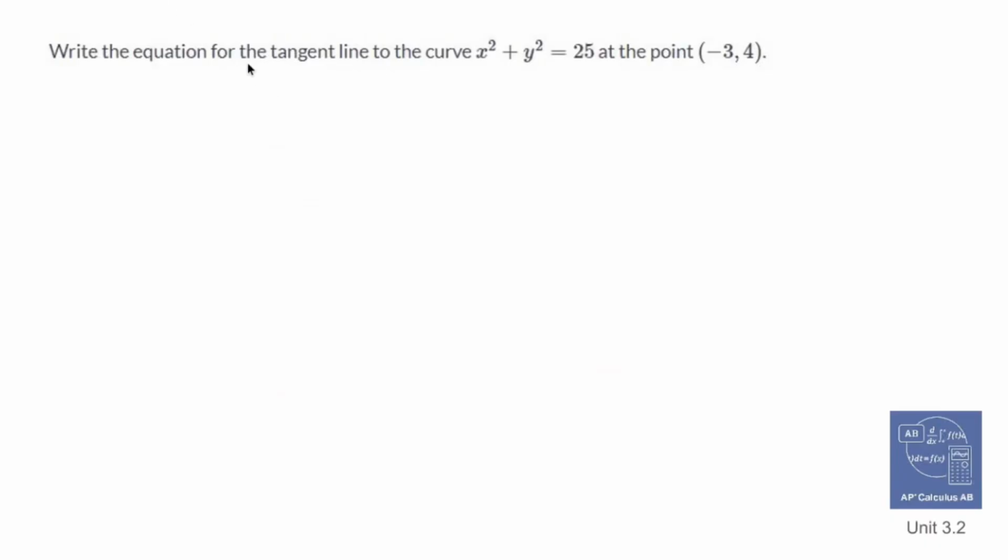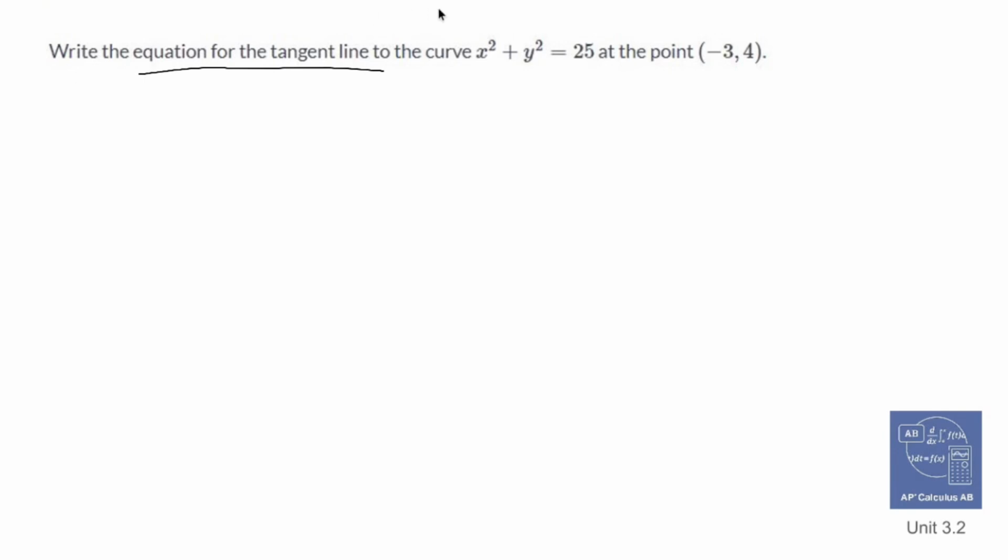What is the equation for the tangent line to the curve x squared plus y squared, a circle, equals 25 at the point (-3, 4)? All right, well, first off, the equation of the tangent line requires the slope of the tangent line, which is the derivative. So let's do that first.